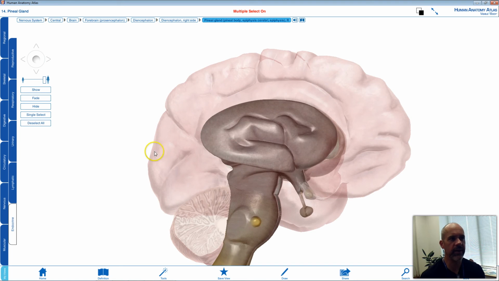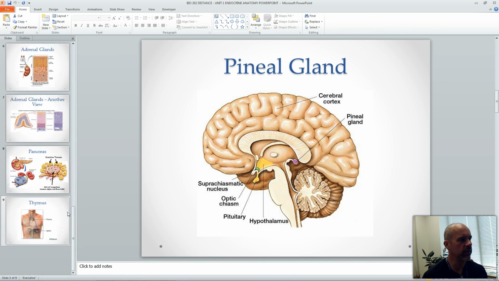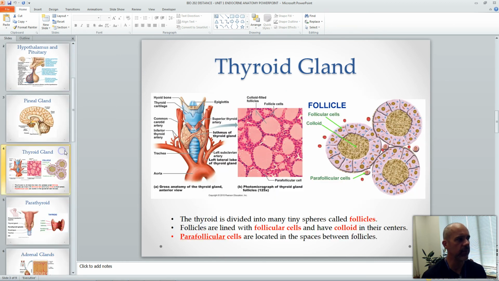All right, pineal gland function, we'll talk about that over on the physiology side. Most important hormone it makes is melatonin, which is important for your sleep-wake cycles. Just kind of interesting. All right, next one. Let's move on to the thyroid gland.